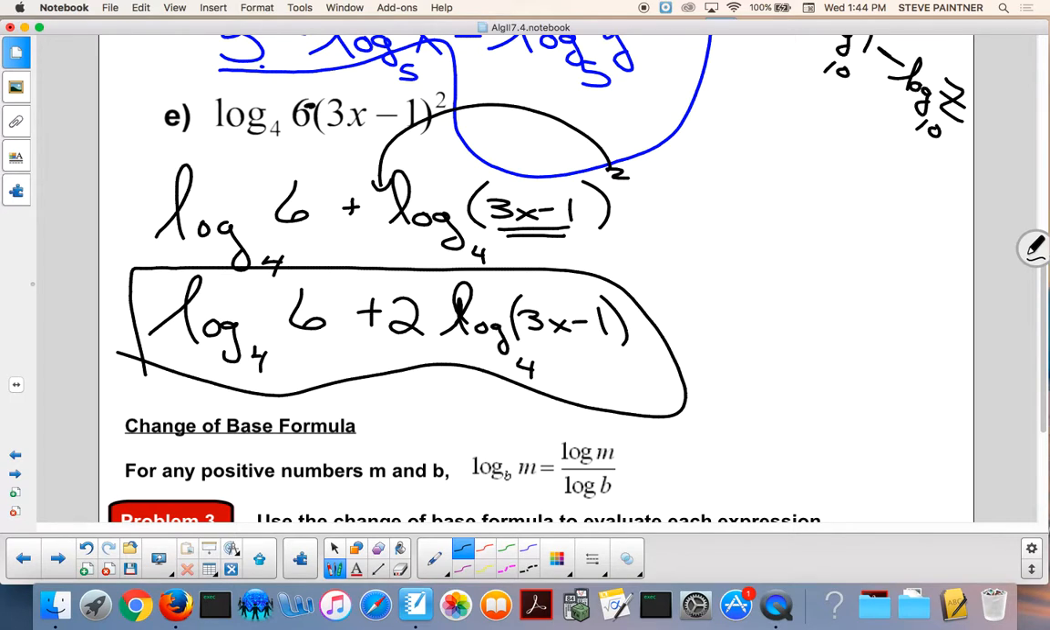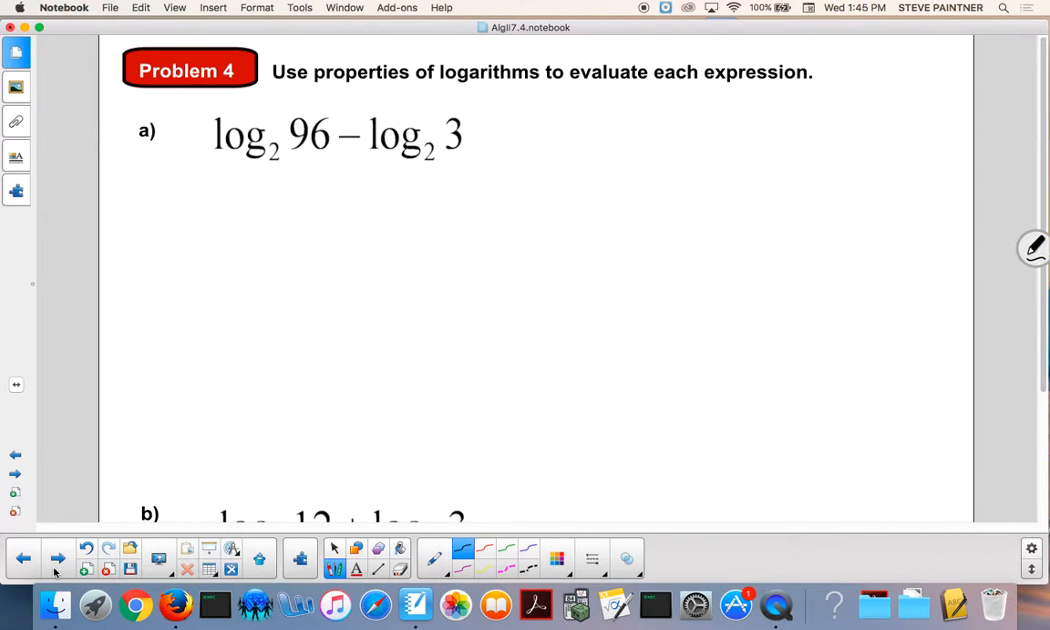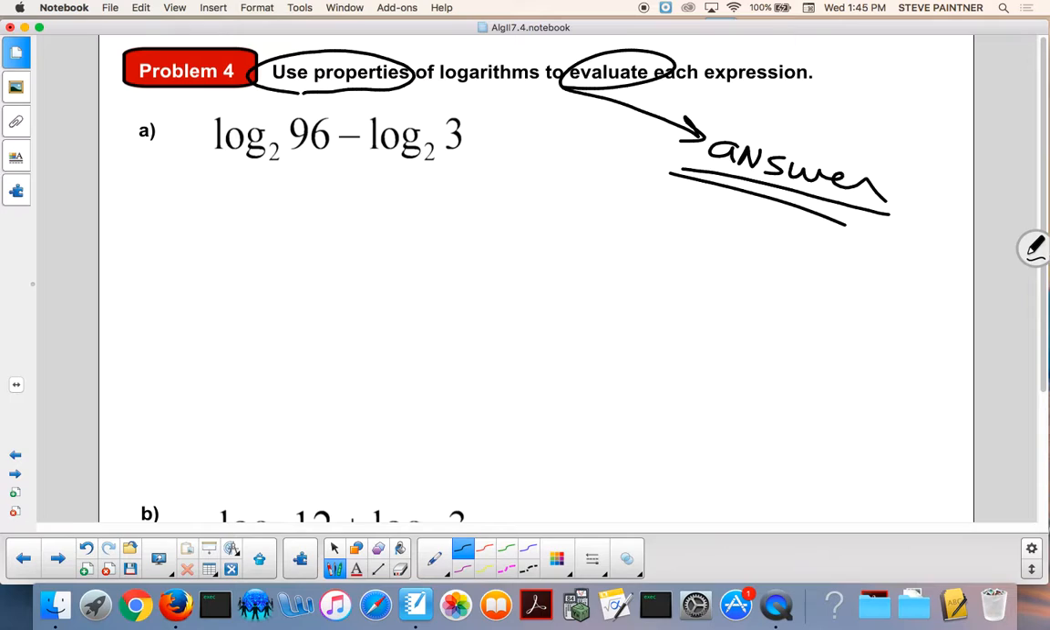Okay. Now, the change of base formula right here, I'm going to come back to that last. Would you go to the next page? There are 2 problems. You can do these in probably 1 minute, maybe 2. They want you to use your properties to do what? Evaluate. You know what evaluate means? Give me the answer. Is the answer 3, 4, 5, 6, 7? What's the answer? Use your properties when you look at that problem.